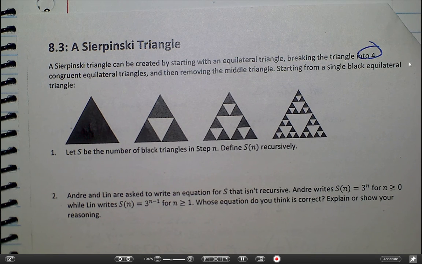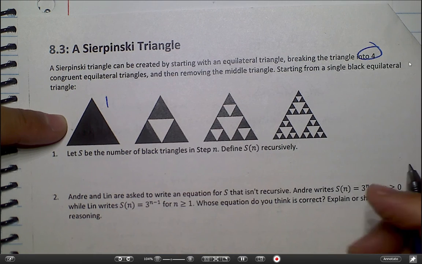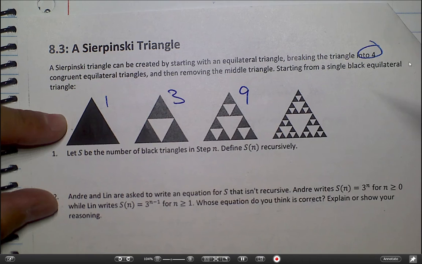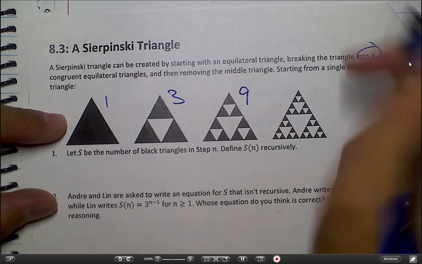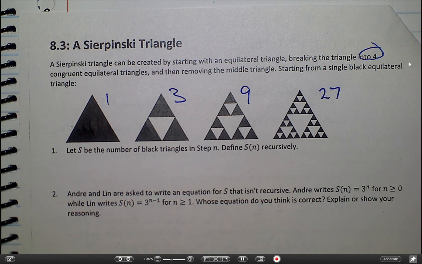All right. So first, let's go through and actually figure out how many we have. How many black triangles are in the first one? 1. Very good. How many in the second one? 3. Third one? 9. 27. Yes.